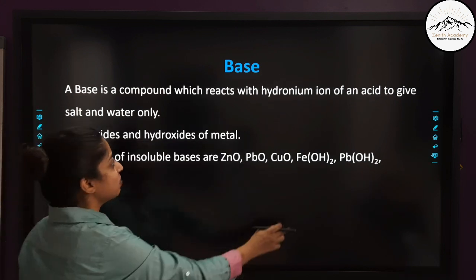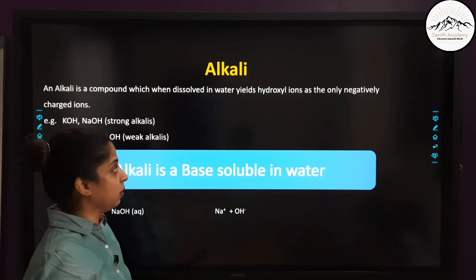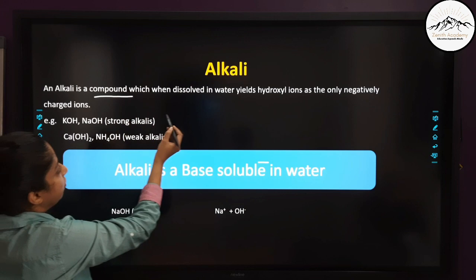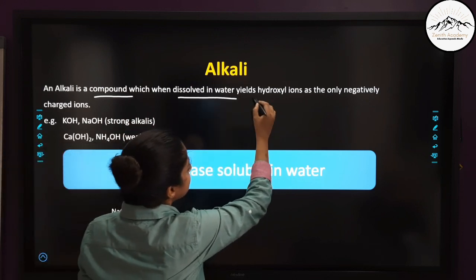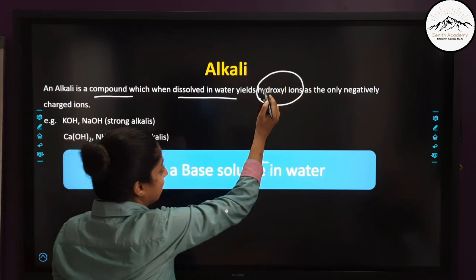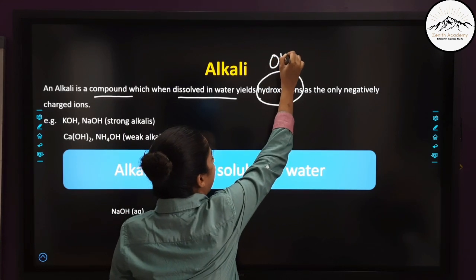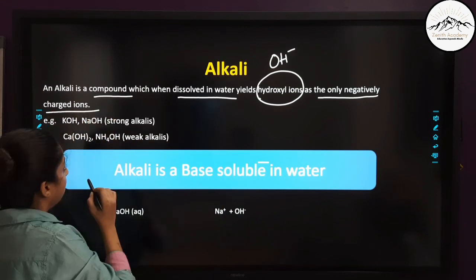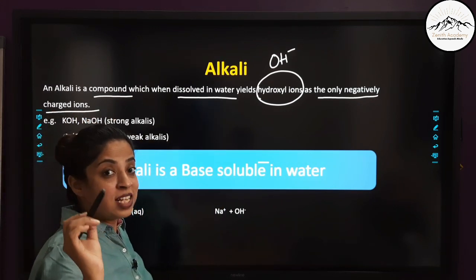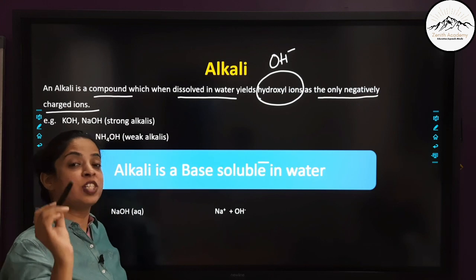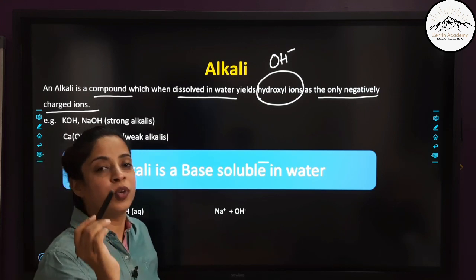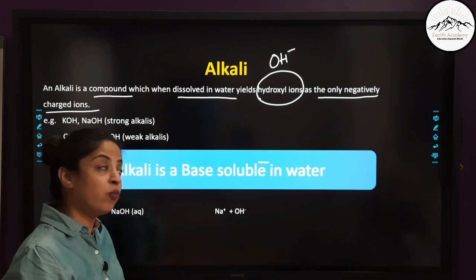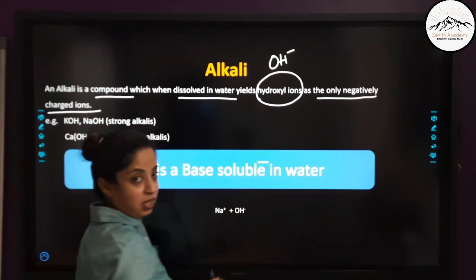So children, if this is base, what is an alkali? Alkali is a compound which when dissolved in water yields hydroxyl ions. What are hydroxyl ions? OH minus ions as the only negatively charged ions. We studied in acid, what are acids? Acids are those compounds which when dissolved in water give hydronium ion. Here alkalis are those compounds which when dissolved in water give hydroxyl ion.